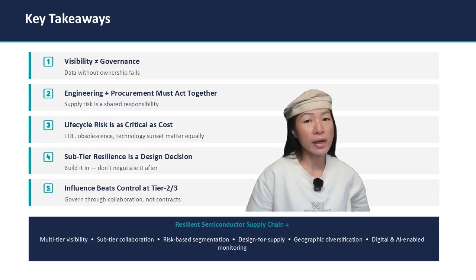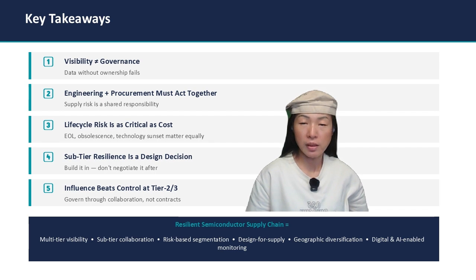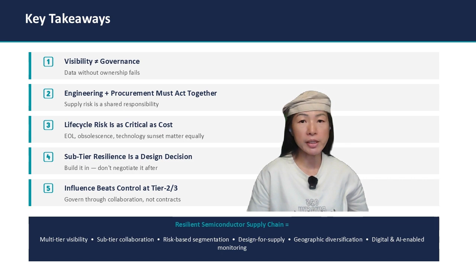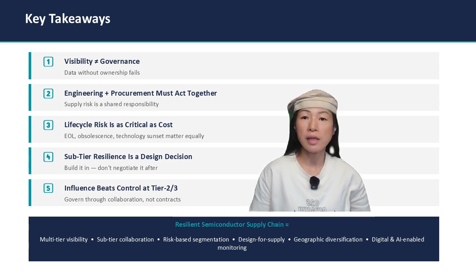Let me leave you with 5 non-negotiable principles. First, visibility without governance is just data. You need ownership and accountability to turn information into action. Second, engineering and procurement must act as one team on supply risk decisions. Neither function can solve this alone. Third, life cycle risk, EOL, obsolescence, technology sunset, deserves equal weight to cost in every supplier decision. Fourth, sub-tier resilience must be designed into products from the earlier stages, not negotiated after the fact.